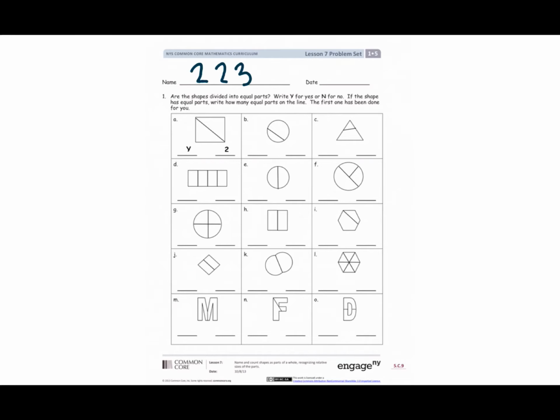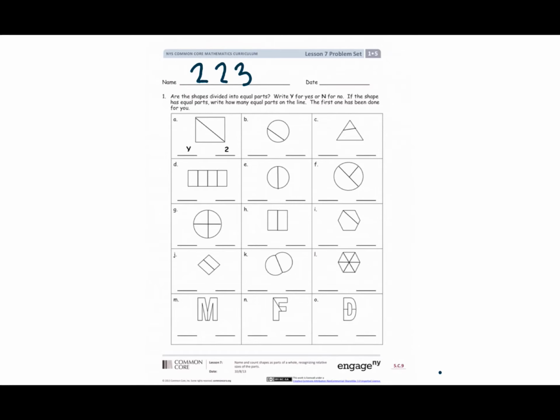Okay, so let's start with letter A. A is already done for us. Here is a square that's been divided in half to make two triangles. So yes, those parts are equal, and there are two parts.